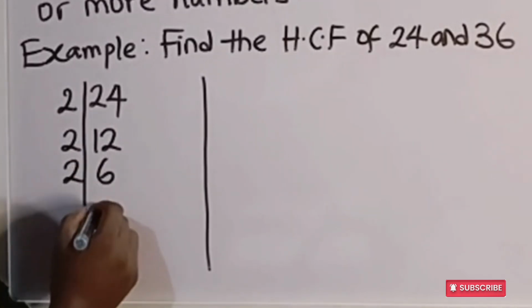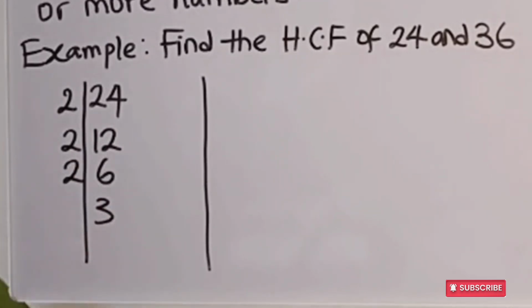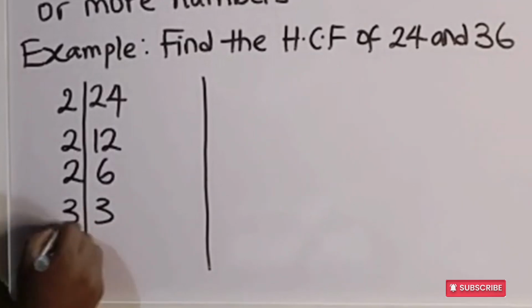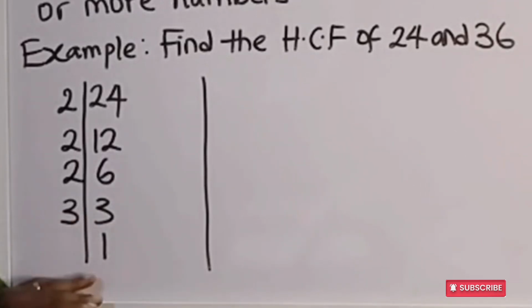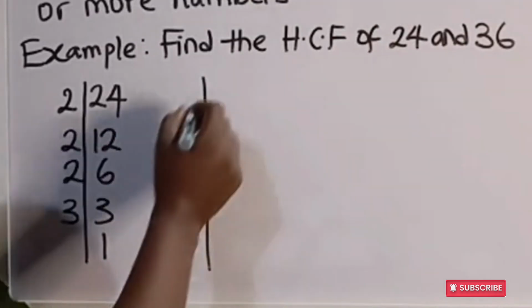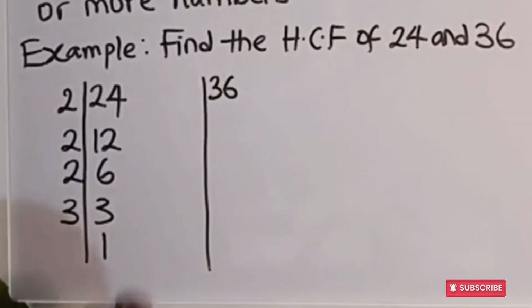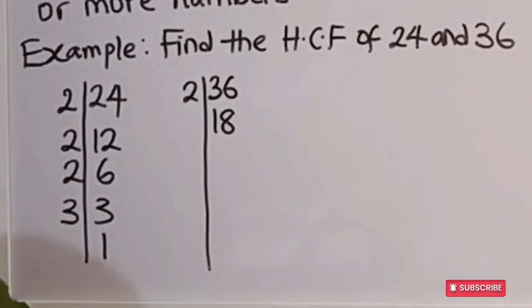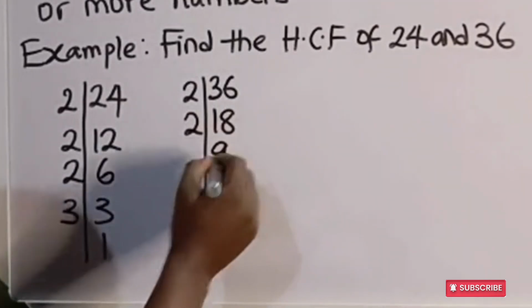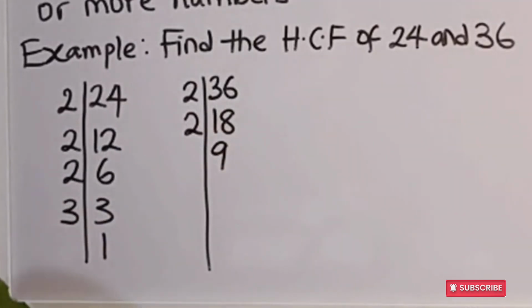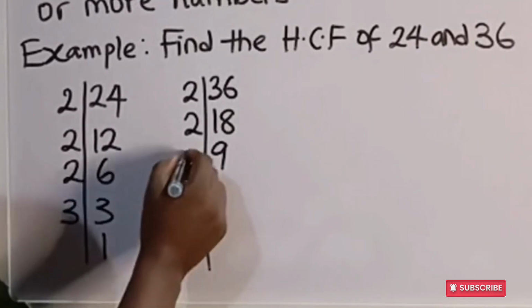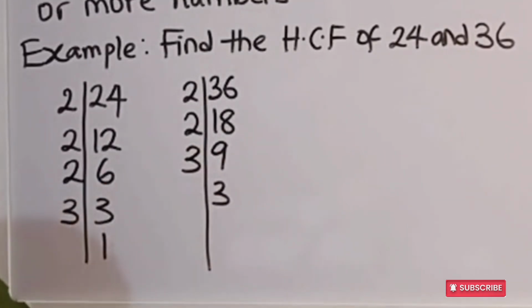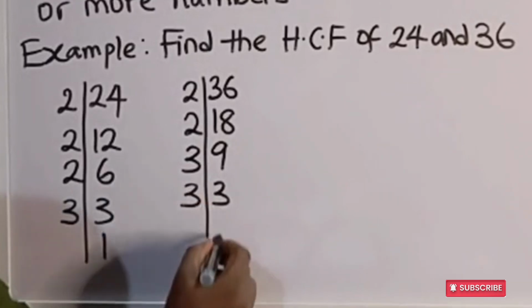6 divided by 2 gives us 3. We can no longer divide by 2, so we divide by 3. 3 divided by 3, 1. So that brings us to the final point. So now we break 36 down separately. Dividing it by 2, 36 divided by 2 is going to give us 18. 18 can be divided by 2. 18 divided by 2 gives us 9. 9 cannot be divided by 2, so we divide by 3. 9 divided by 3 gives us 3. And finally, 3 divided by 3 gives us 1.